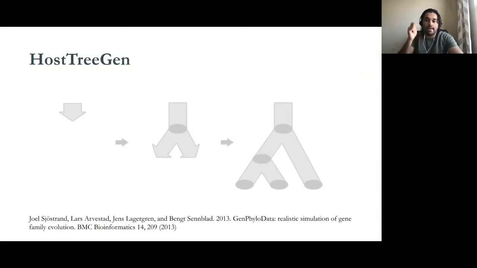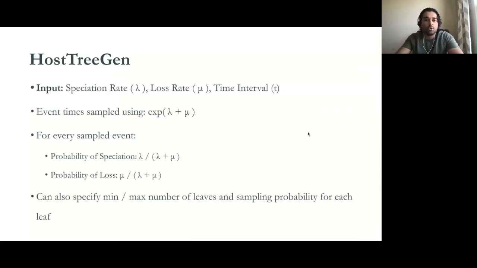And at each of these events, you would either have a speciation or deletion event, which would either add more lineages or prune away, or essentially stop the evolution of, lineages, which correspond to deletion events. So if you were to build a tree using this, you would provide it with a speciation rate and a loss rate, and essentially a time interval which would correspond to how deep you want to generate a tree for.